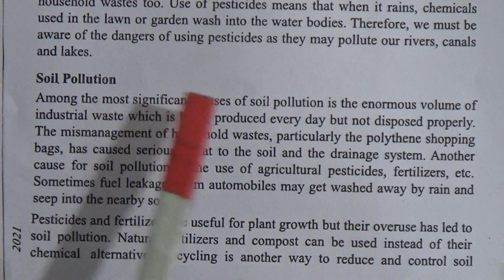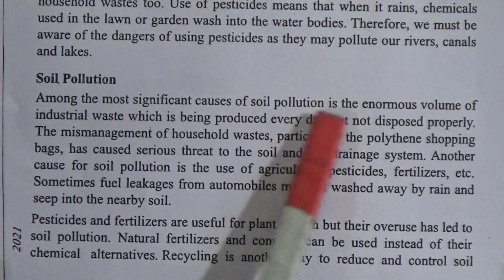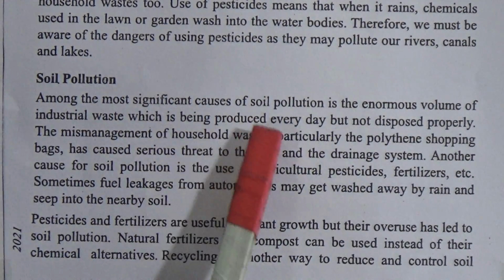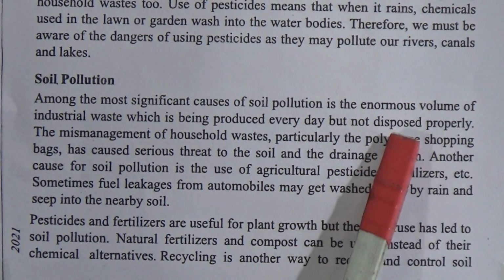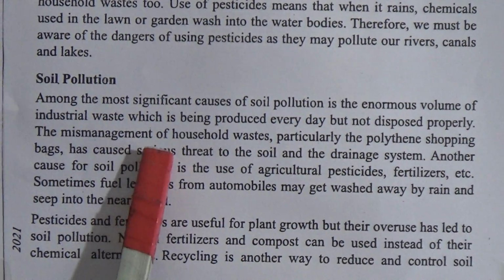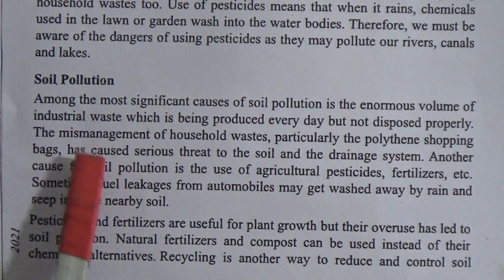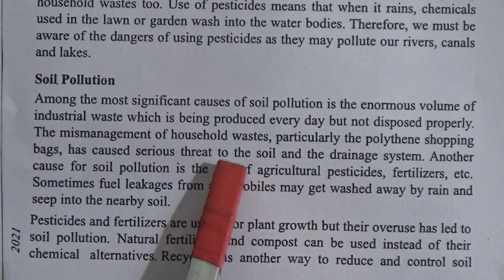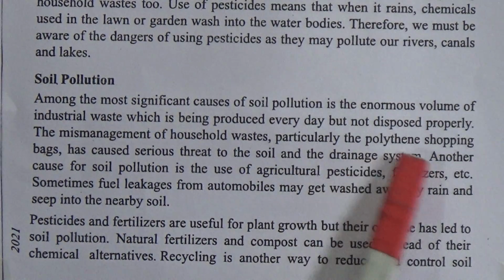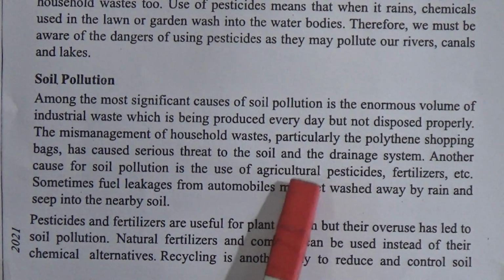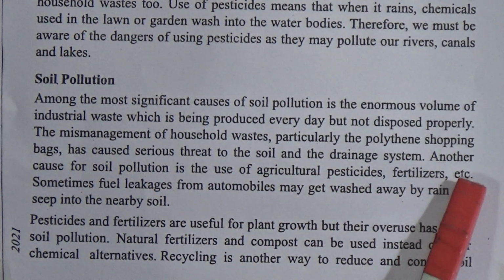Among the most significant causes of soil pollution is the enormous volume of industrial waste which is being produced every day but not disposed properly. The mismanagement of household waste, particularly the polythene shopping bags, has caused serious threat to the soil and the drainage system. Another cause for soil pollution is the use of agricultural pesticides, fertilizers, etc.